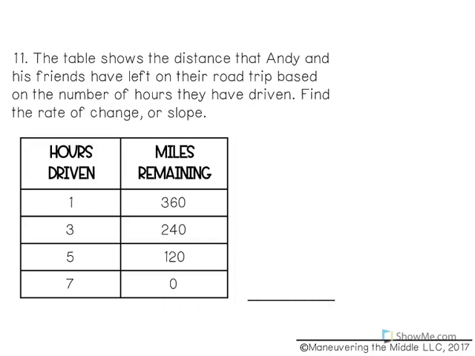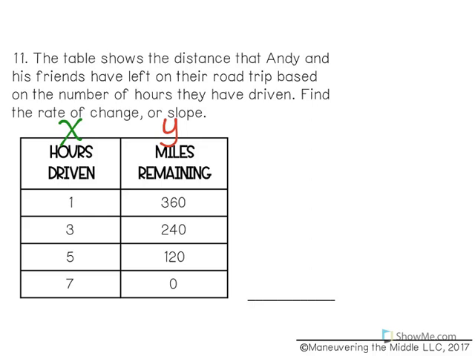First, I need to determine what is my x and what is my y. I know that x is my independent variable. So if I'm going on a road trip, the variable that does not depend on anything is the time. Time is always going. It never depends on something else. So my x is going to be my hours. My y is dependent. So how many miles remain will depend on what time is left. So that is my y.